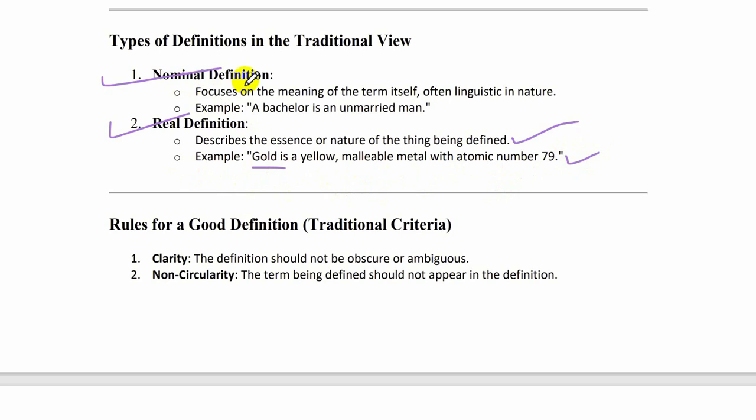Whereas the nominal definition is, a bachelor is an unmarried man. So it is explaining the meaning in a language. It's explaining the meaning of the term itself. Whereas real is explaining the actual definition of what gold is, that is, what its nature is, what are its characteristics. So it has atomic number 79.